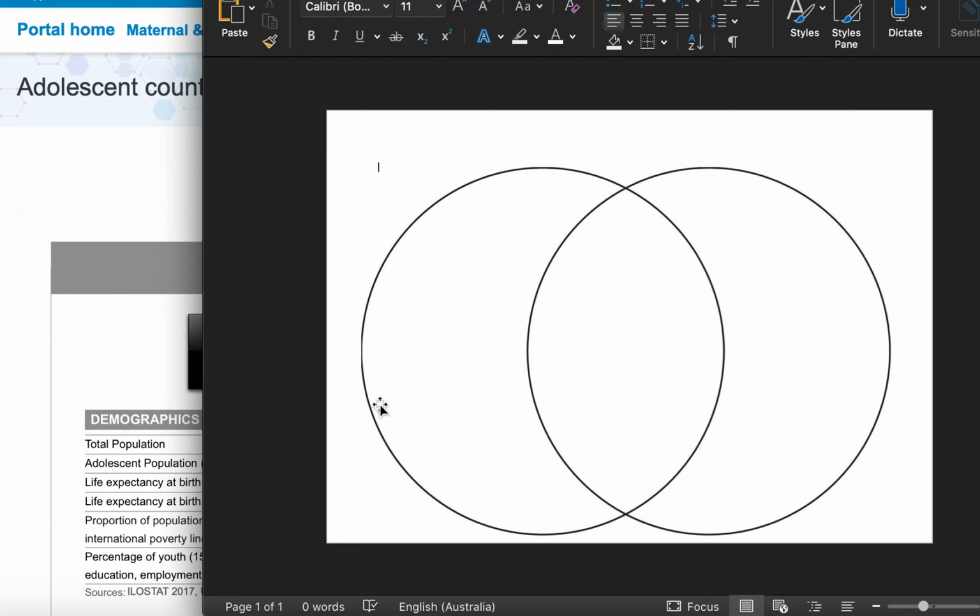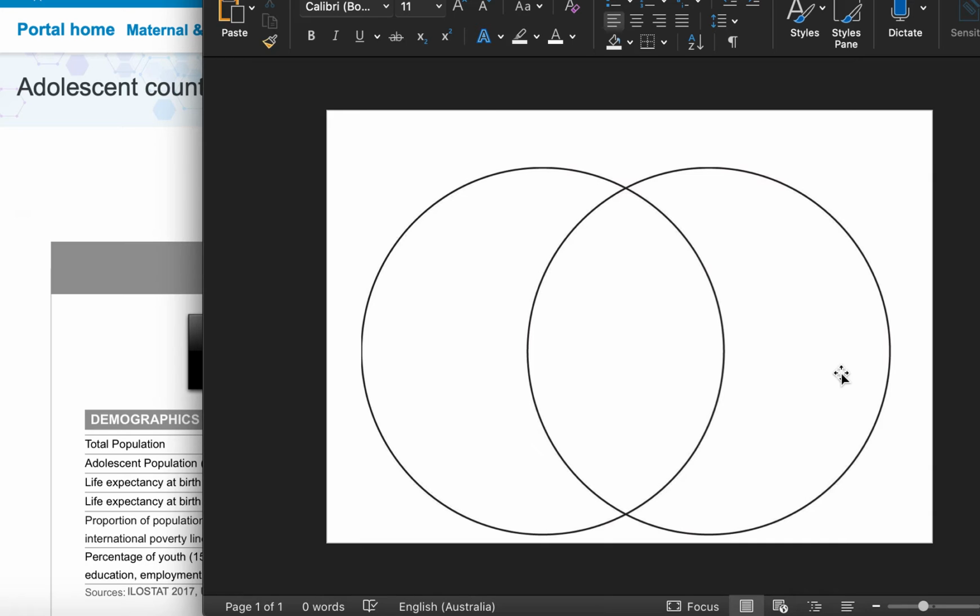What I need you to do is take one of the two major circles, and that is going to be the circle that represents youth in Australia. And the other circle is going to be youth in other countries. So it's not just one other country. When I flip back to the website, you're going to notice one country, but I'm going to get you to look at a few of them.